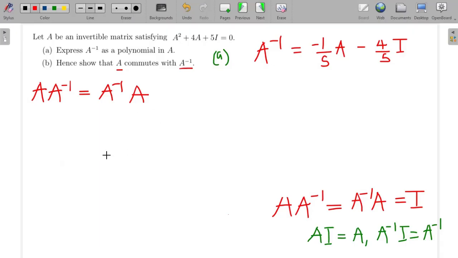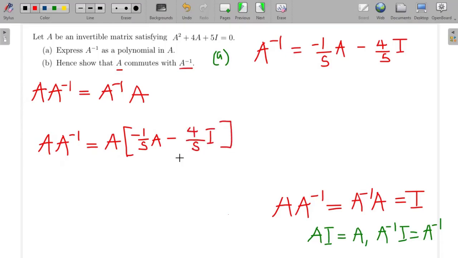If that gives us the same answer, then we're going to conclude that A actually commutes with A inverse. So let's first find A multiplied by A inverse. I keep the A, and then A inverse is this thing here. So that would be minus 1 over 5 A minus 4 over 5 I.